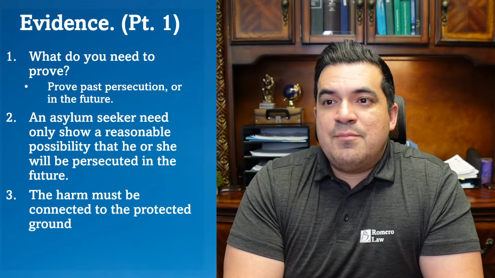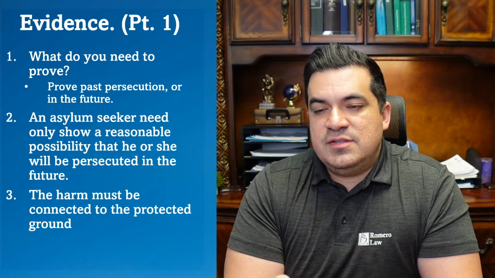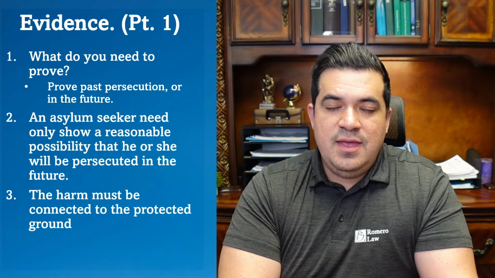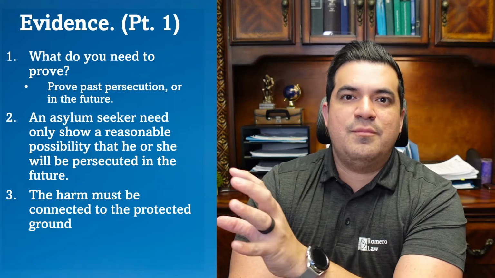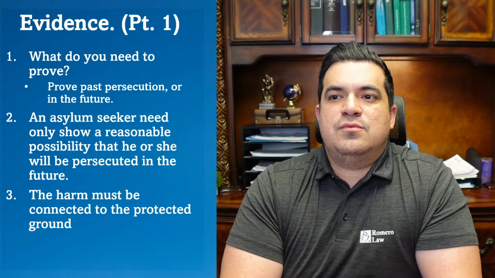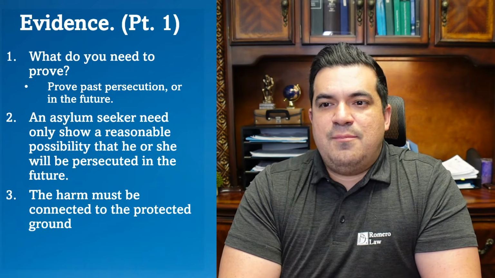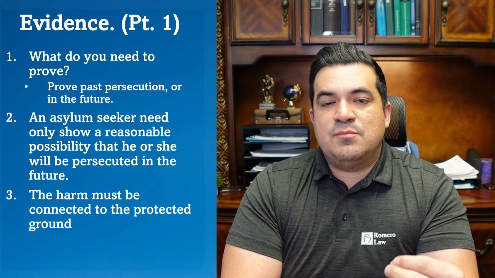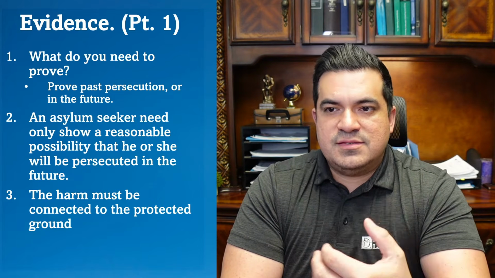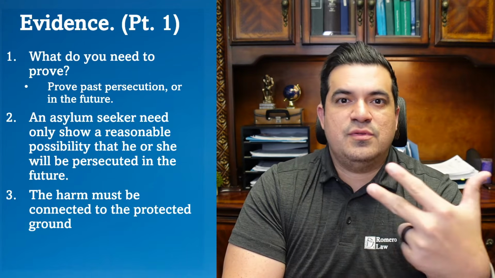So what type of evidence do you need? First, you need to prove that you were persecuted in the past. If you weren't persecuted in the past, then we need to show that if you return to your country, you will be persecuted. Let's say you left your country for political reasons. Then you have to show that someone persecuted you because of that political thought or ideology.